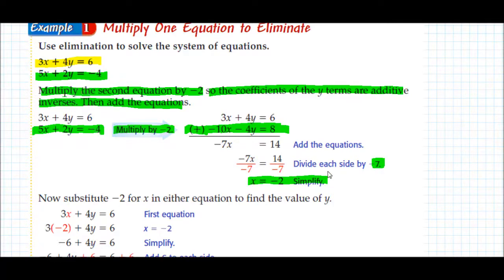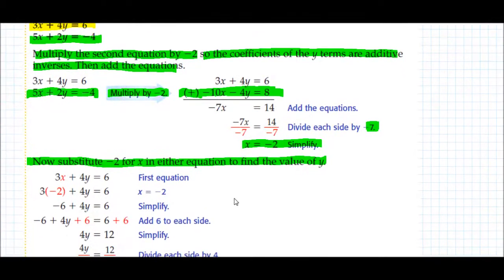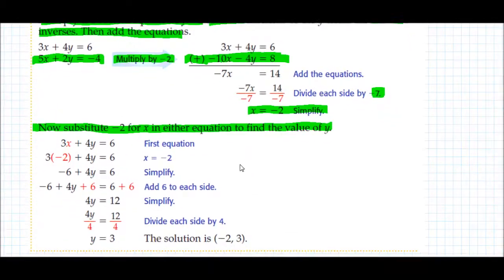Now we've got x figured out, we've got to solve for y. So what we're going to do is substitute negative 2 for x. We use the first equation, 3x plus 4y equals 6. So we substitute the x with negative 2, and we get 3 times negative 2 plus 4y equals 6. We simplify. 3 times negative 2 is negative 6, so we get negative 6 plus 4y equals 6.